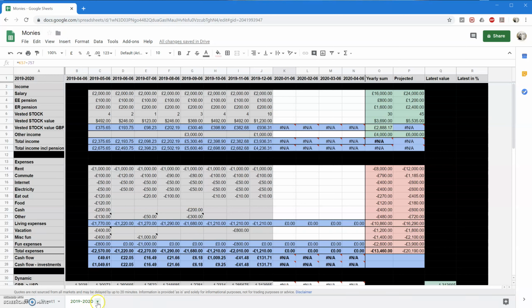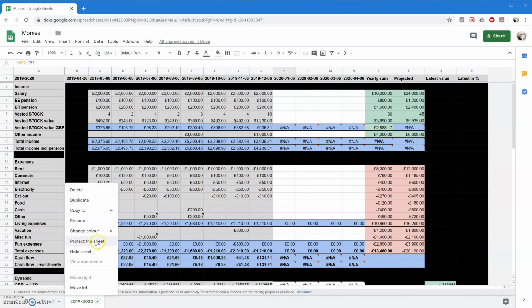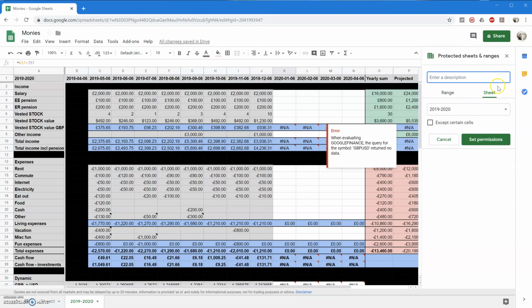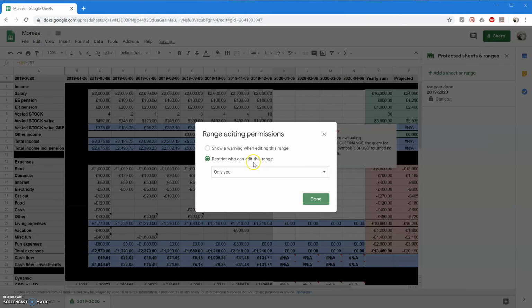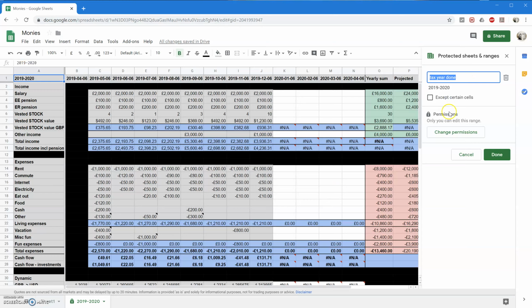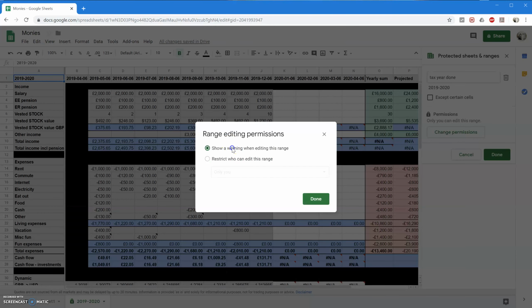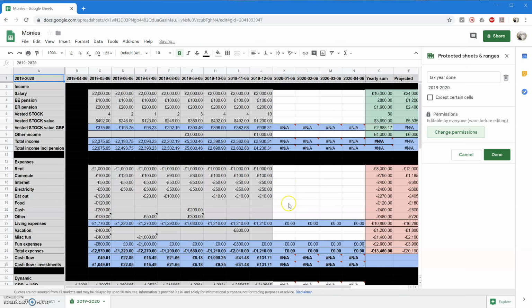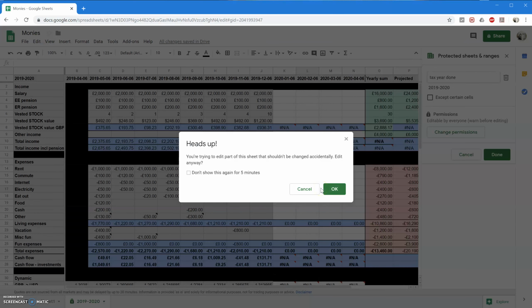Monies. When you are done with a tax year and you think you're done, like this should not change, just to avoid making a mistake, protect the sheet, the whole sheet, tax year done. And you set permissions and show a warning. No, restrict. Yeah. No, that's not right. Change permissions. Show a warning when editing this page.